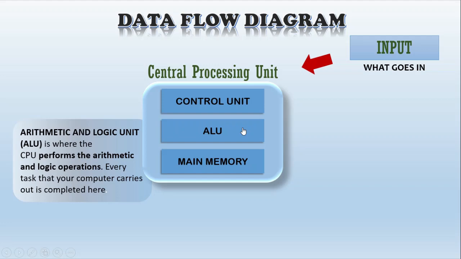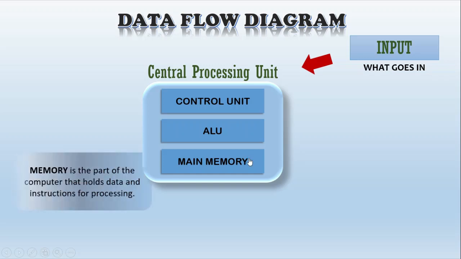It is where the CPU performs the arithmetic and logical operations. Every task that your computer carries out is completed here. Even typing into a word processor involves adding binary digits into the file and calculating which pixels on the screen should change so that you can see the characters.